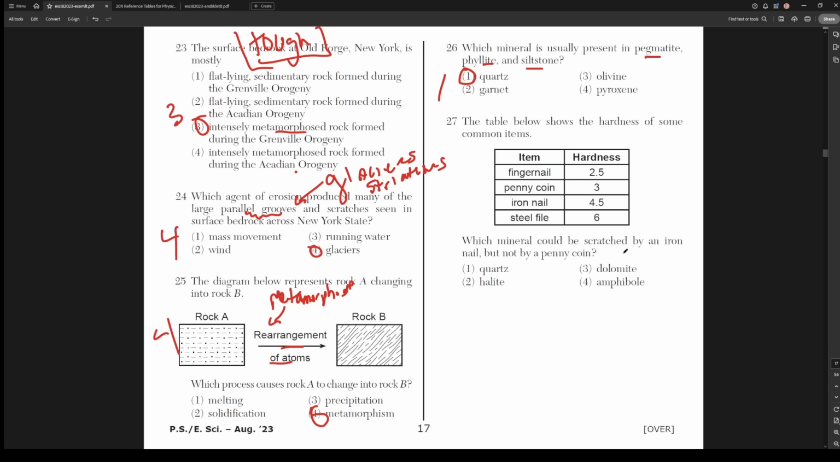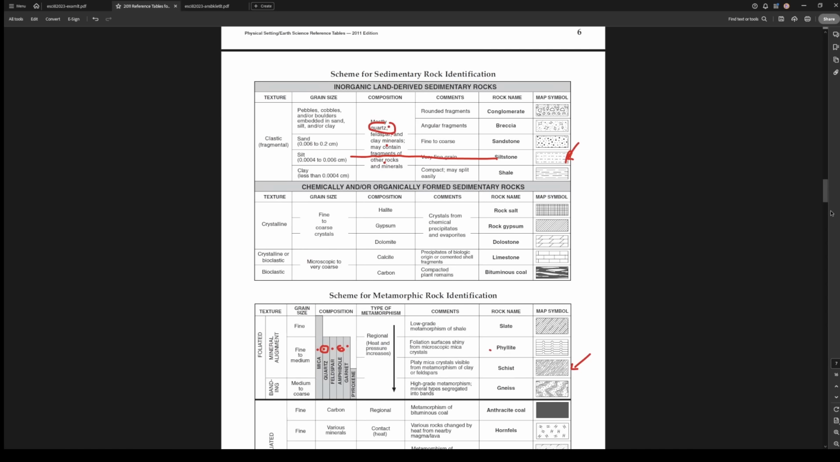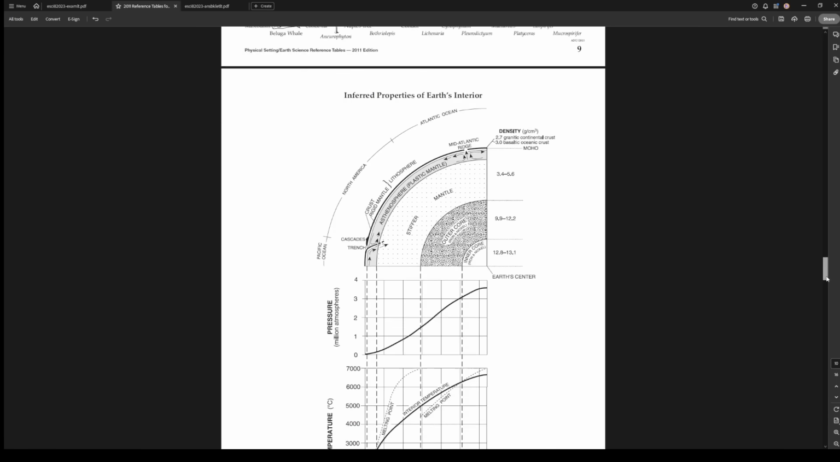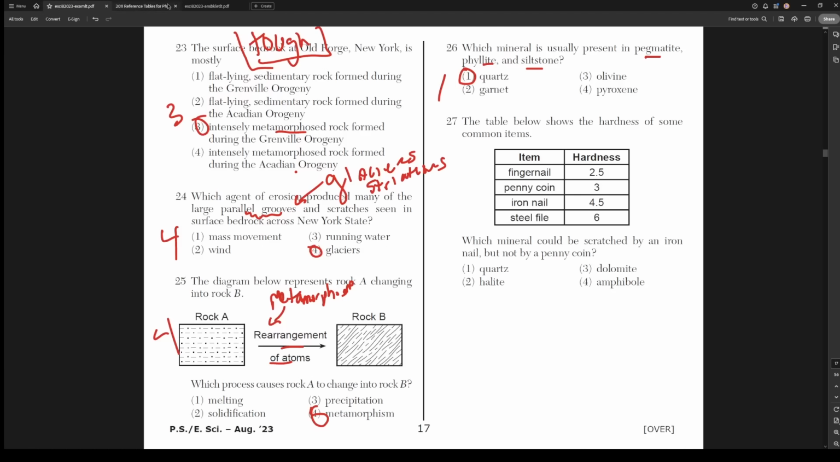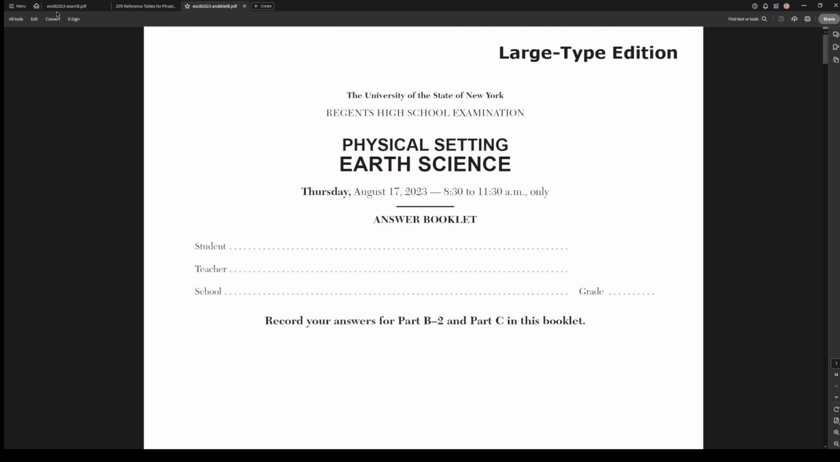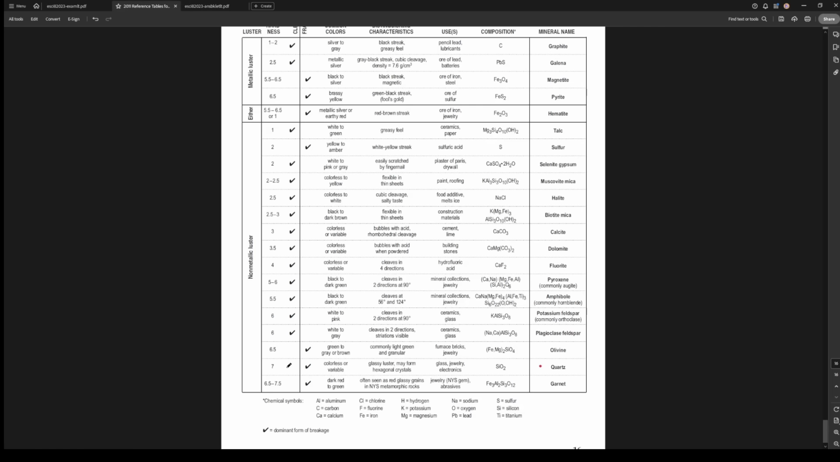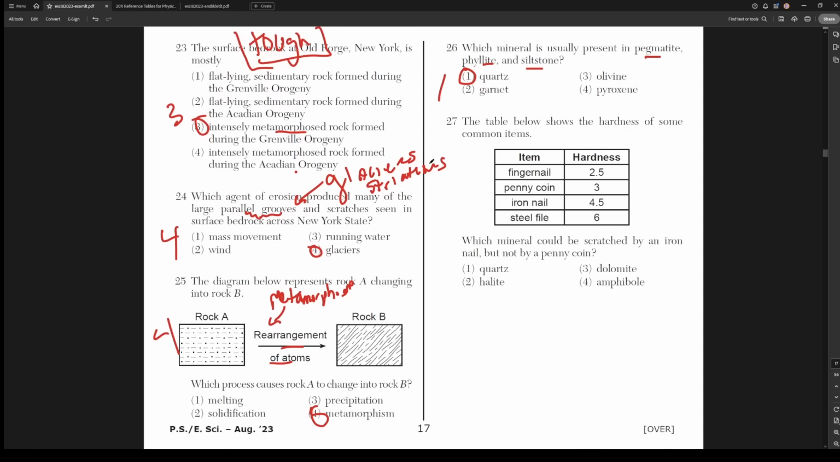Hardness, great. We got hardness items. Which mineral could be scratched by an iron nail but not a penny coin? This is how I would do this. I would go to the mineral chart, all the way down here, and we're going to find these separately. So I'm going to go quartz, 7.